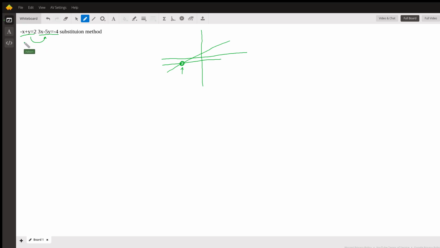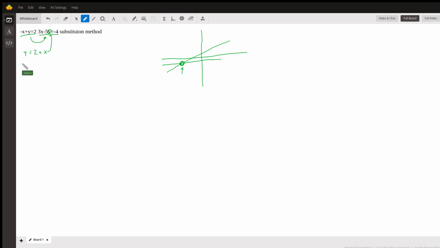I'm going to simplify this equation by putting y on one side of the equal sign and x on the other side of the equal sign. So we're going to have y equals 2 plus x. Now we have y by itself on one side. Since I have y by itself and I know what it's equal to, I'm going to substitute it in for y right here.